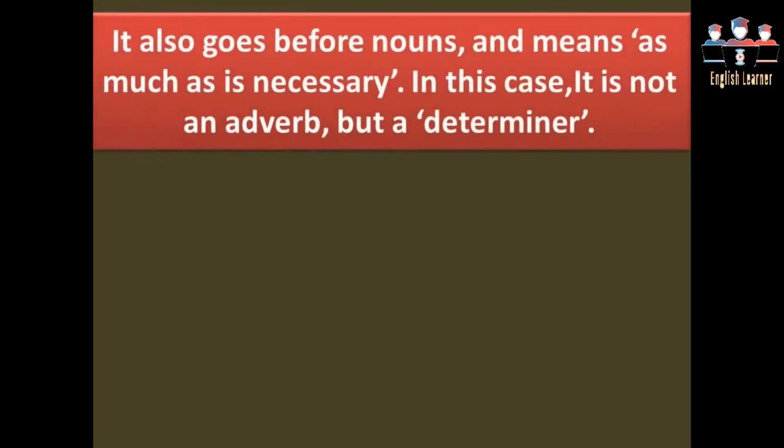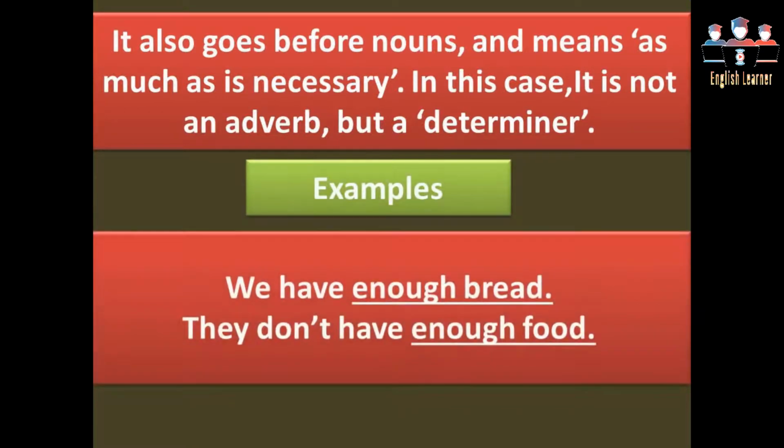Next, we are going to deal with "enough". It also goes before nouns and means as much as is necessary. In this case, it is not an adverb but a determiner. Let's see examples. We have enough bread. In this example, enough is used just before a noun, and the noun is bread. So in this example, enough is used as a determiner, in order to determine the noun. That's why it is called a determiner.